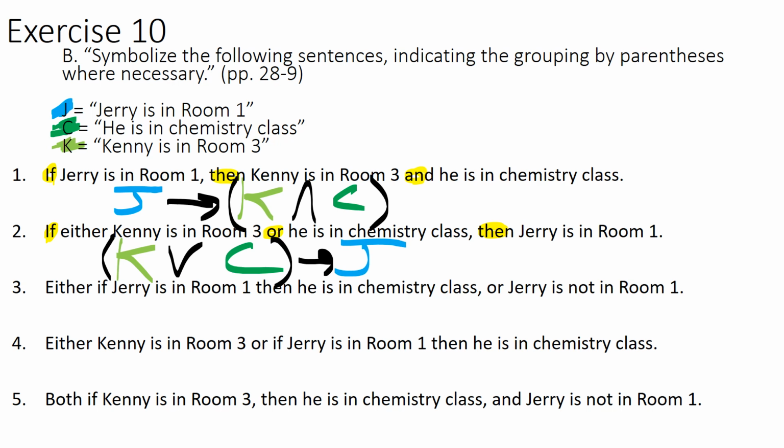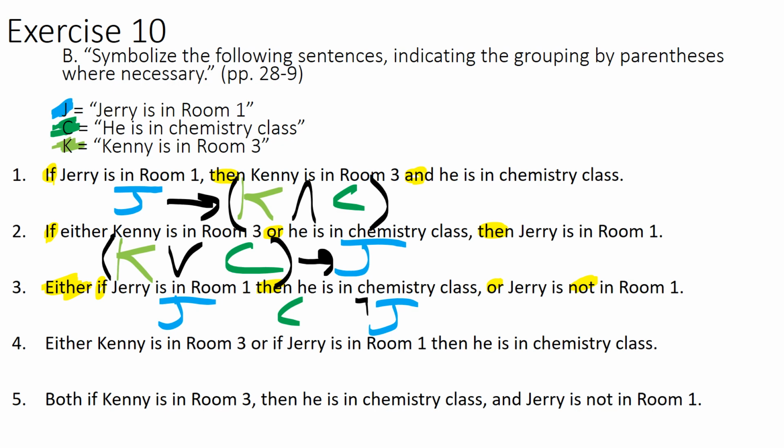Number 3, either, well, that word indicates that overall we have a disjunction. So either if Jerry is in room 1, then he is in chemistry class, or Jerry is not in room 1. Jerry is in room 1 is a J. He is in chemistry class is a C. Jerry is in room 1 is a J, but it's negated with a not. So let's put that connective in right now, not J.